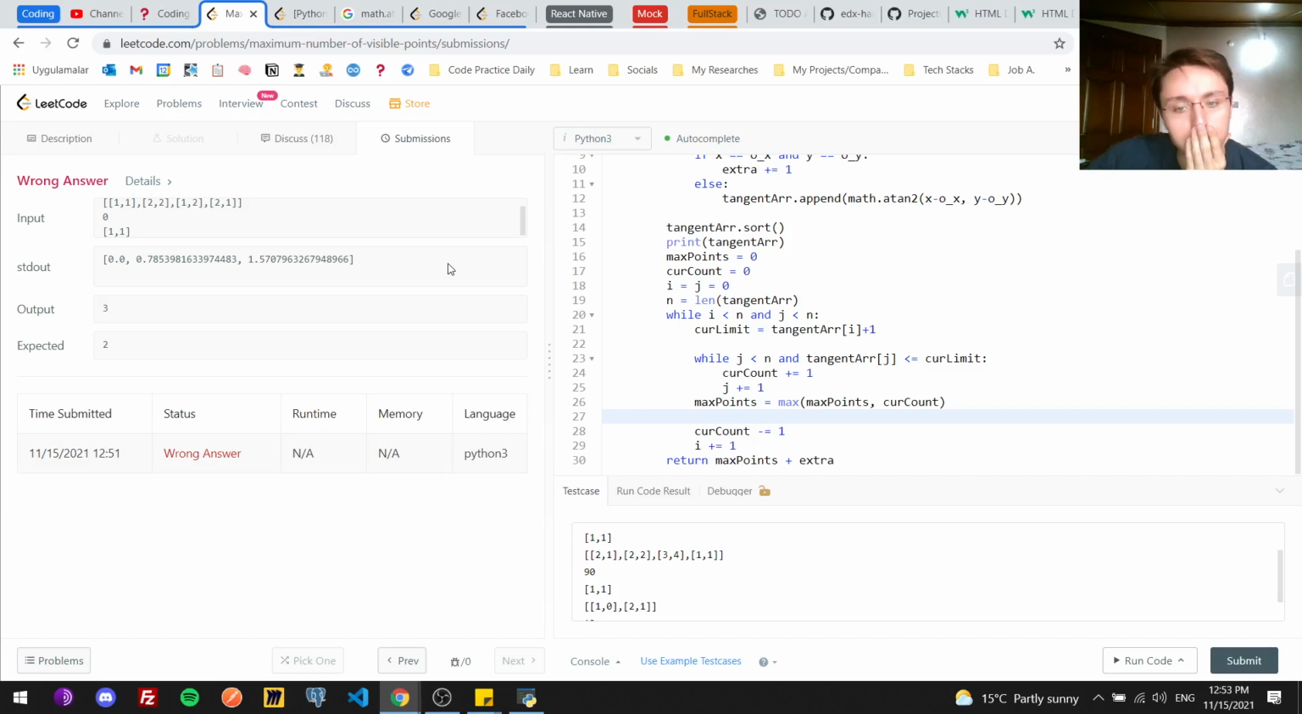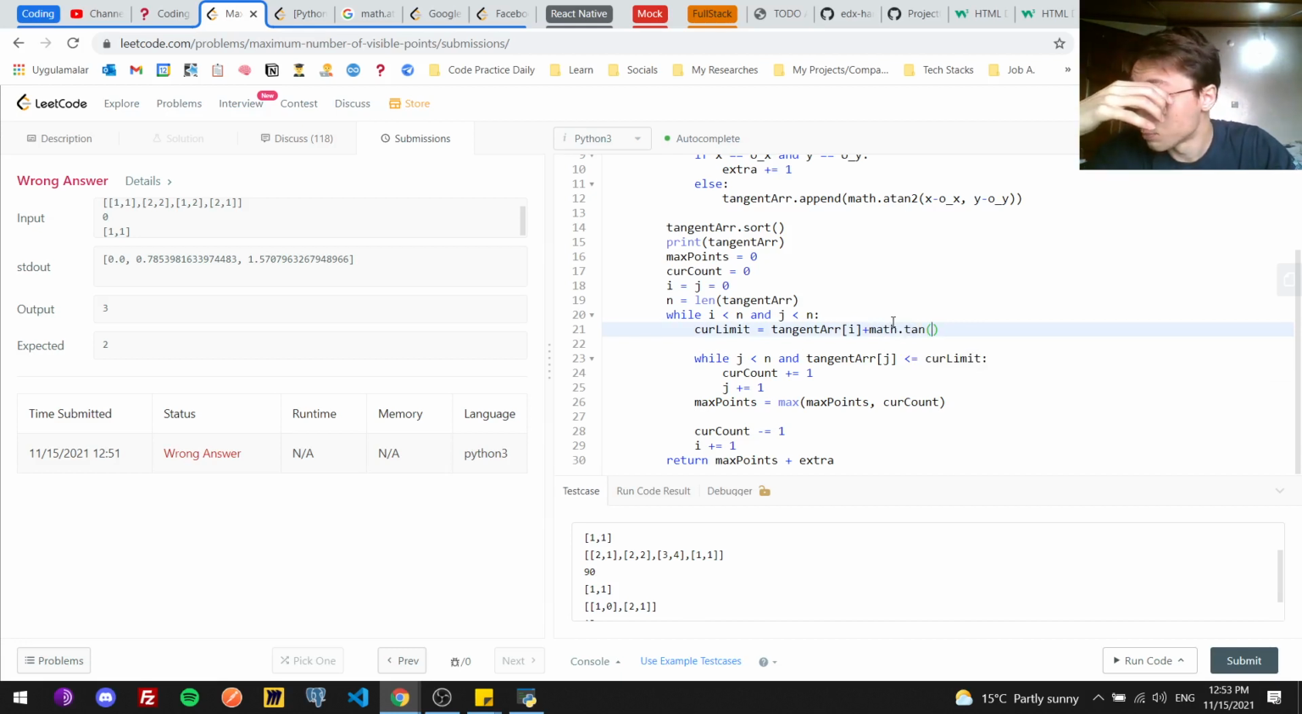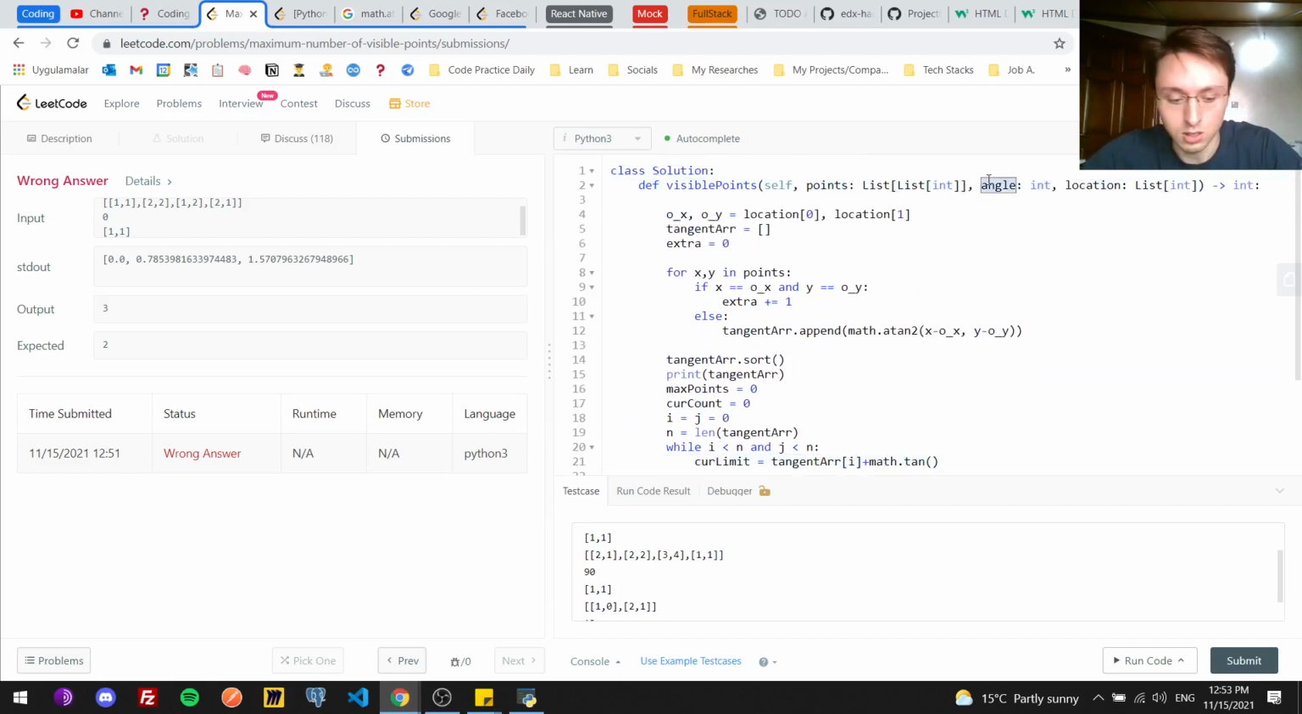So I'm always adding 1 here. Which is 90 degree, but I have to add math that tangent. Okay, well, that's current plus current. So that's my current plus the degree that's been given. So this is the angle.